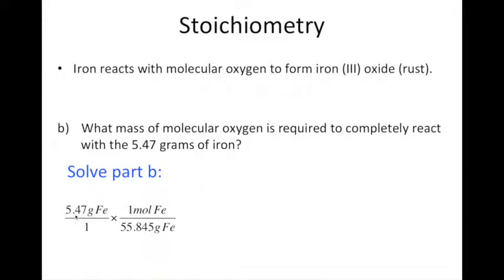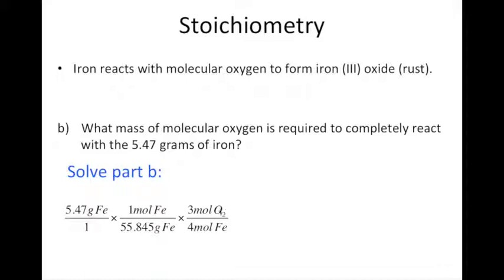So let's start by converting our grams of iron into moles of iron. And I want my grams of iron on the bottom here, so the units of grams will cancel and we end up with moles of iron. Next, I'm going to use my stoichiometric ratio. 4 moles of iron can react with 3 moles of oxygen. So the 3 and the 4, those come from the balanced chemical equation.